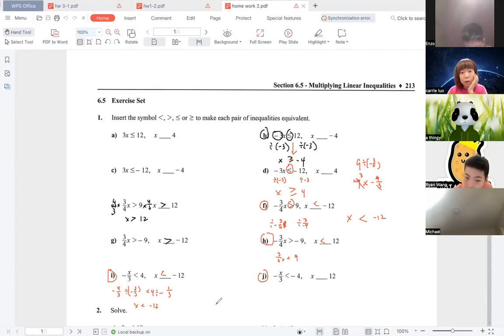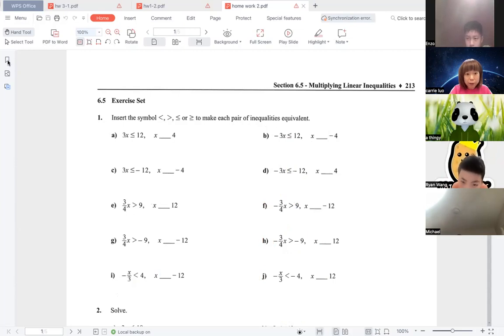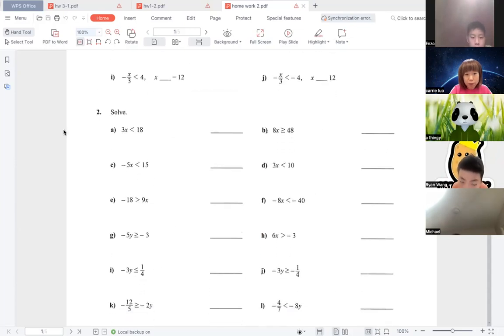Get it, everybody? Okay, let's take a look at this one. Basically, I can just times, so -3 times -3 smaller than -4 times 3. Is it right? No, it's bigger than. If you minus or divide or times a negative number for both the left side and right side, the sign flips. So x is bigger than 12. Get it, everybody? Okay, now let's move forward to number 2.